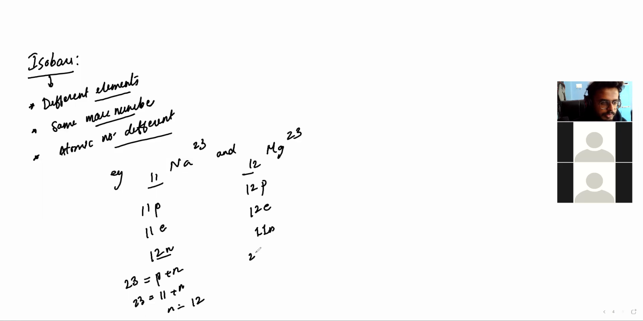Why 11 neutron? Because we already know it's 23. We know the number of proton is 12. We don't know the number of neutron. It will be equal to 11. 23 minus 12 is 11.